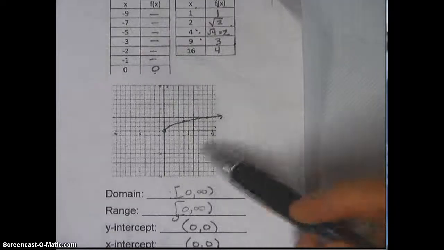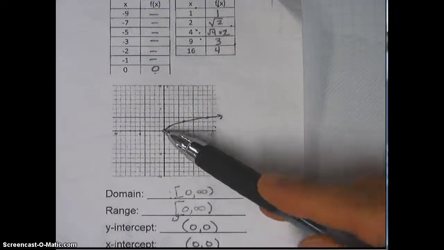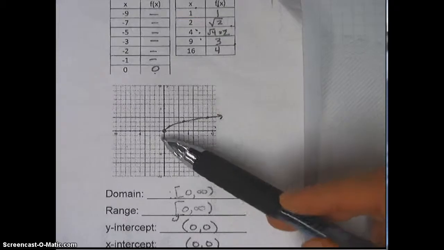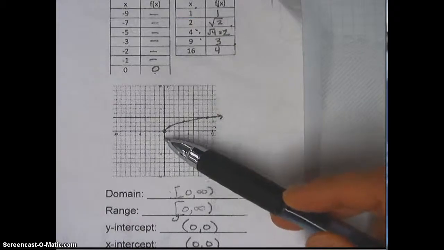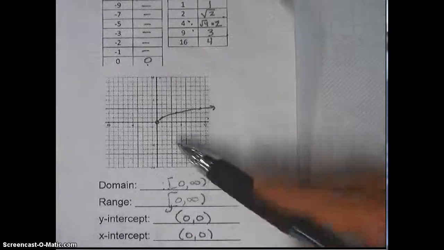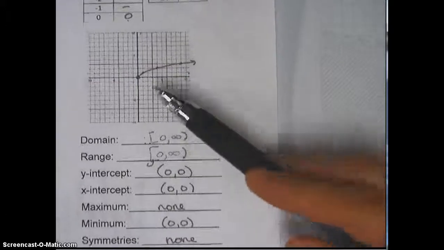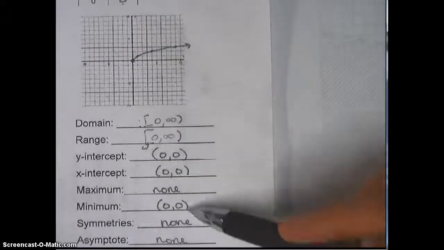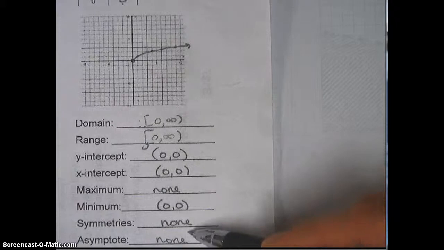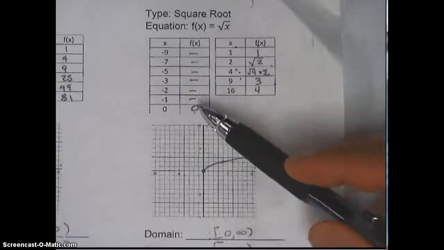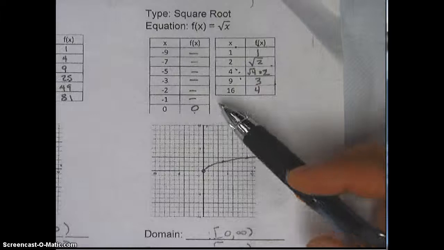The domain and range are both from the parent function starting at 0 and extending right forever, and also starting from the y value of 0 and extending up forever. So that makes the y-intercept and the x-intercept both 0, 0. There's no maximum because it's going up forever. There is a minimum at 0, 0, the starting point. There's no symmetry lines, and there's no asymptotes. We're going to be using this table in just a moment, so I'll keep this nearby.